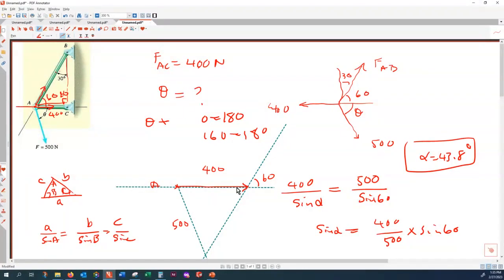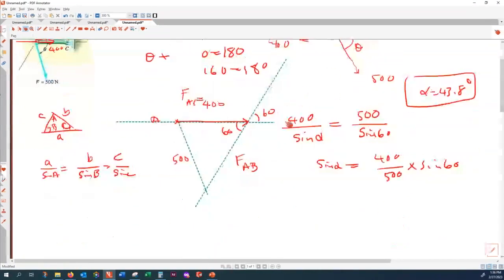So these two angles are back to back. So this is 60, right? And that's all you need to know. 400, 500, 60. The rest, so that is parallel to this. I call this FAB. This is parallel to that 500. And this is parallel to FAC. Okay? So now the question is how to solve that triangle.